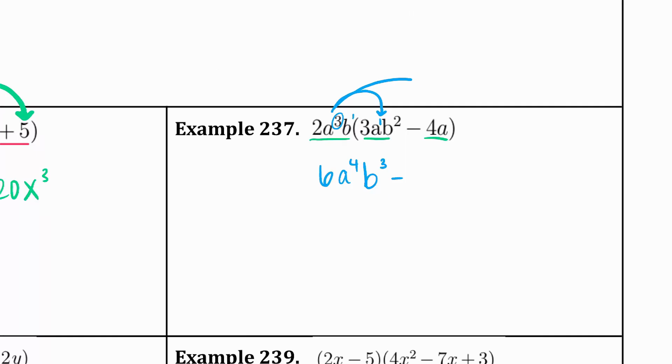Okay, now we're going to take it and multiply it by that second term. We're going to get minus 8, a to the fourth, b to the first, or just b. Again, there aren't any like terms that we can combine, so we just leave it as it is.